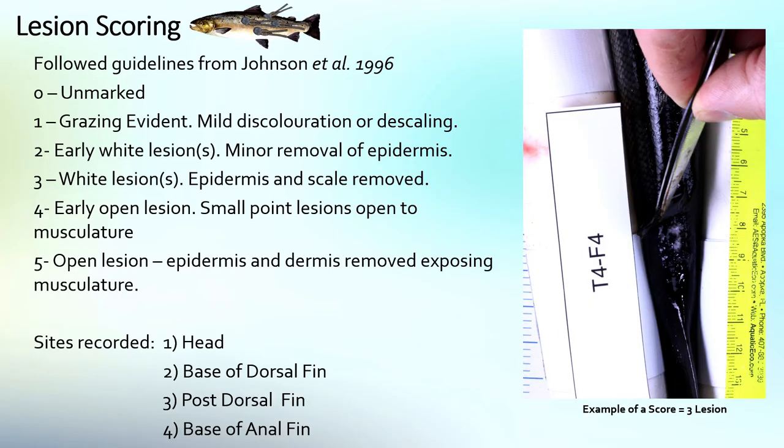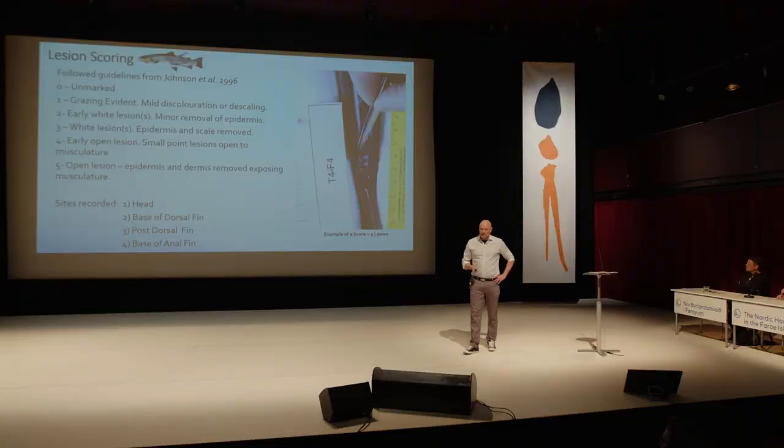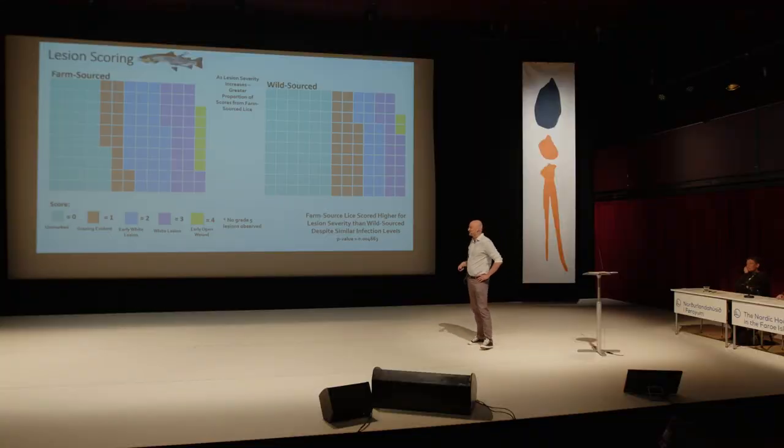So again, similar to what you saw Susie present, the main areas where some of these lesions develop from the parasite tend to be on the head, around the dorsal fin, and the perianal region or base of the anal fin. So those were assessed, and if there was no impact, that would be a 0. And then you have increasing impacts, so some grazing, discoloration, epidermal removal, or complete epidermis and dermis removed, exposing the musculature. We never got to this stage in these animals, but that was what was developed by Johnson et al., but Stuart and his group.